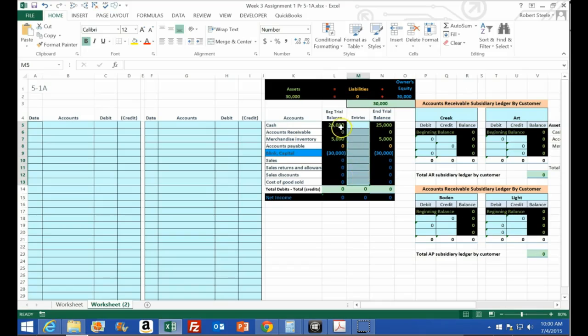We have a very short trial balance. We only have cash and merchandise inventory at this time, adding up to 30,000, which equals our capital account of 30,000. Assets equal liabilities plus owner's equity of the 30,000.